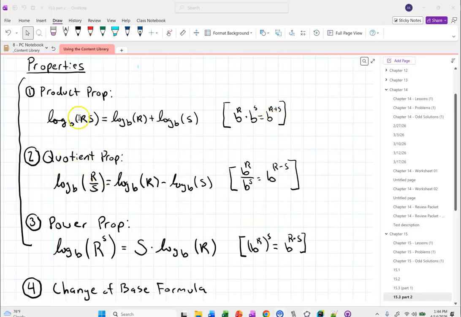Quotient property, the same idea. If multiplication inside the logarithm turns into addition outside, division inside the logarithm should turn into subtraction outside. And again, that's equivalent to this property of exponents. Logarithms and exponents are inverses, so any property of exponents is going to have a corresponding property in logarithms.